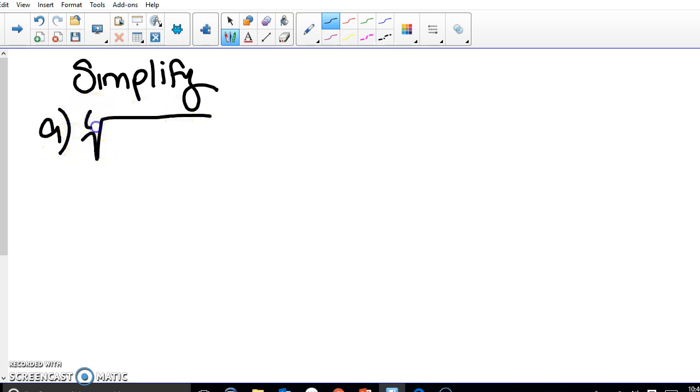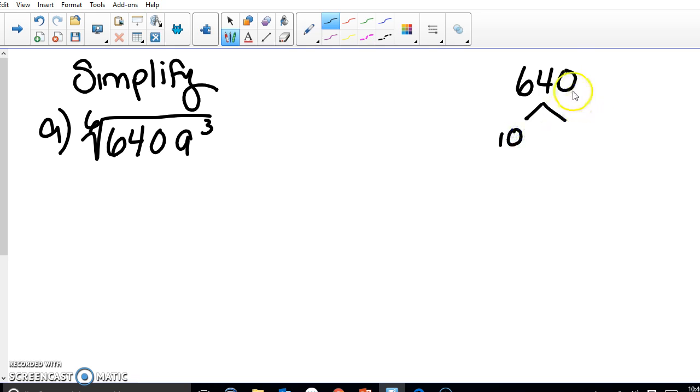Our third example, again, we're going to simplify. The first one I have here is the 6th root of 640a to the 3rd. So for this one, since I have a 6th root, I need 6 on the inside to be able to pull 1 out. So I don't know what the 6th root of 640 is, so the first thing I'm going to do is break this down. So I know it's divisible by 10 since it ends in a 0.